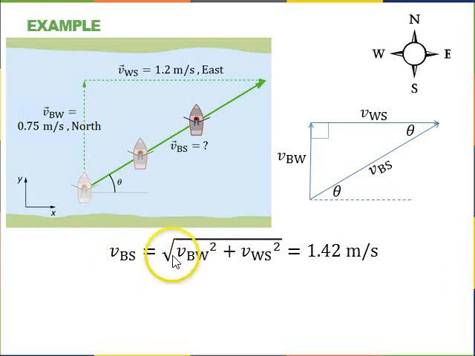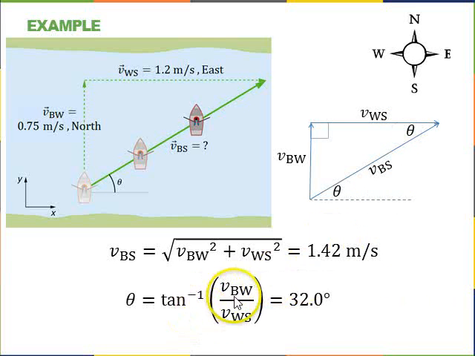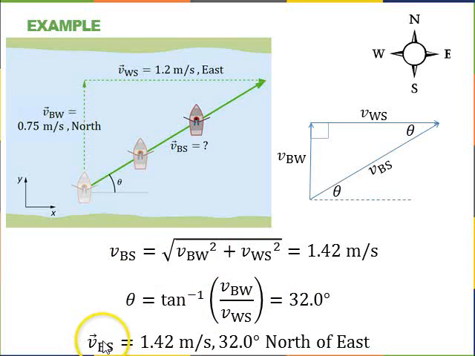Velocity of the boat relative to the shore is the square root of these two velocities squared, summed. You get 1.42 meters per second. And then to find this theta, you use tan to the minus 1 of this opposite divided by the adjacent, and you get 32 degrees. So in the end, you would say the velocity of the boat relative to the shore is 1.42 meters per second, 32 degrees north of east.